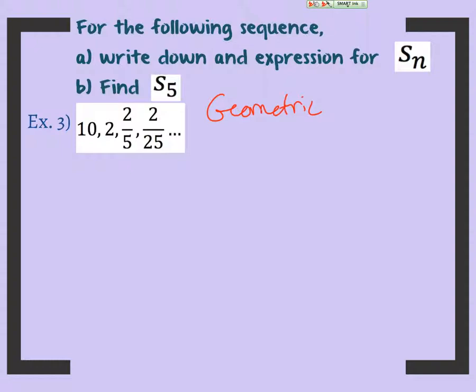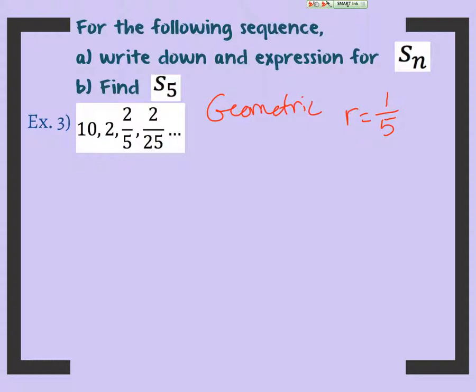Well, okay, 2 divided by 10 is 1/5. 2/5 divided by 2 will be 1/5. And you can use your calculator to help you out with that stuff. So my common ratio is actually 1/5. Especially when working with fractions, I say to have your calculator help you out. So don't just struggle or panic.